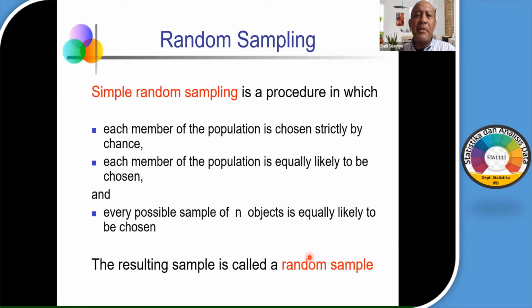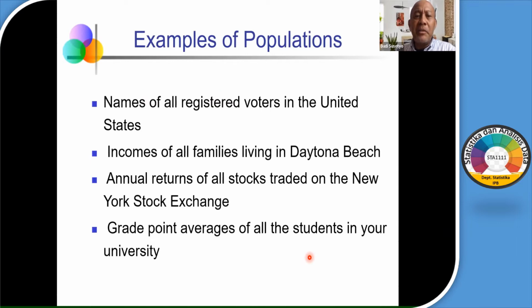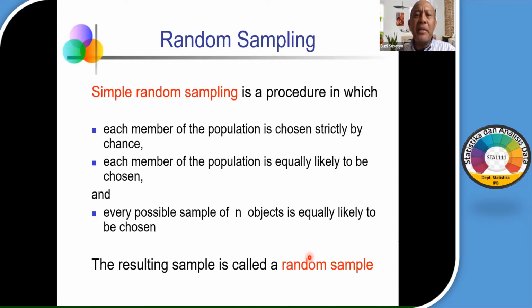Random sampling. So the next question is how you take a sample from a population. There are some methodologies, some methods, for how you take a sample from a population. The first one, the simple one, is random sampling. Sampling is a methodology, and then we call it simple random sampling.